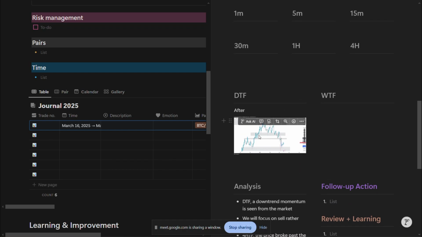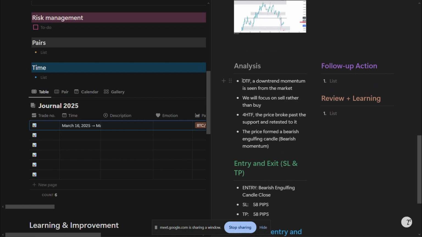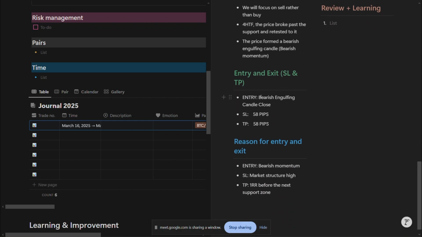Then the screenshots, you can put before and after. You can put the progress of the trade to see how it goes at the start and how it ended, by the time it hit your take profit or your stop loss. And then you can put analysis here: daily time frame, focus on sell rather than buy, and then entry on a bearish engulfing candle close.